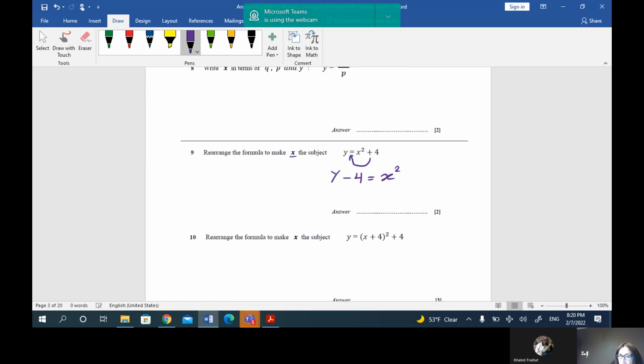The opposite operation to x squared is square root. So square root of y minus 4 is equal to square root of x squared. Accordingly, x is equal to square root of y minus 4.